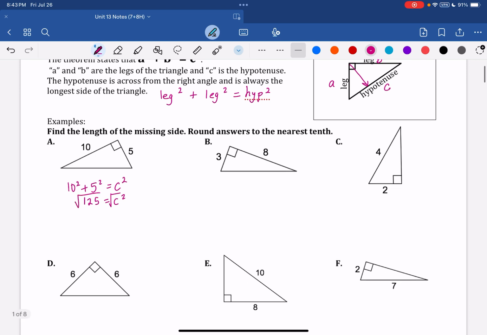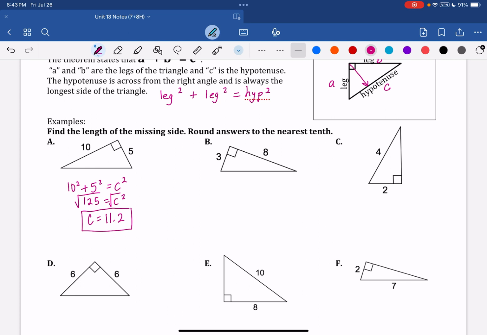Square root that, and so c is equal to 11.2 because we're rounding to the nearest tenth. And even though we're taking the square root and we are in an equation, we only need the positive one because we're looking for a distance, and distance is a positive measure.